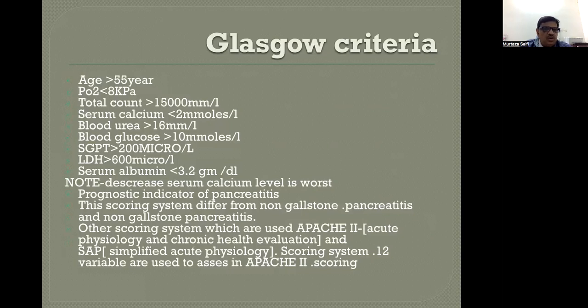Glasgow criteria: age more than 55 years, PO2 less than 8 kPa, total white cell count more than 15,000 per cubic millimeter, serum calcium less than 2 millimole per liter, blood urea more than 16 millimole per liter, blood glucose more than 10 millimole per liter, SGPT more than 200 units per liter, LDH more than 600 units per liter, serum albumin less than 3.2 gram per deciliter.